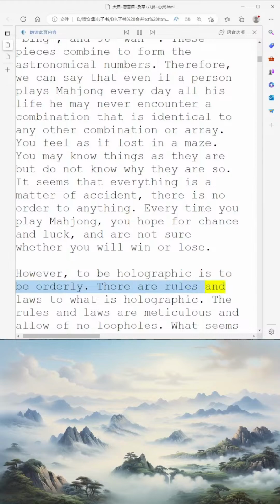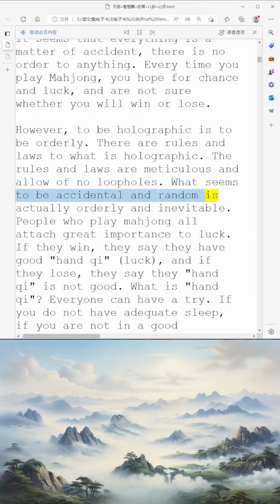There are rules and laws to what is holographic. The rules and laws are meticulous and allow of no loopholes. What seems to be accidental and random is actually orderly and inevitable. People who play Mahjong all attach great importance to luck. If they win, they say they have good hand qi, luck. And if they lose, they say their hand qi is not good.